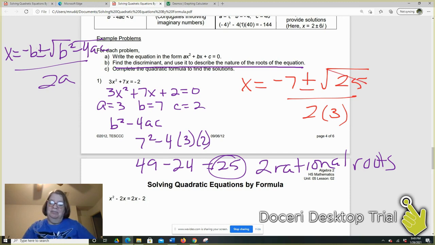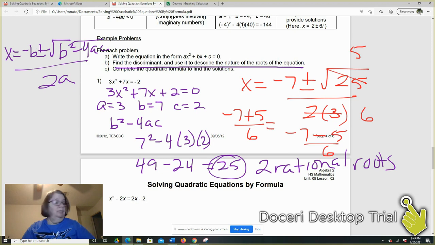Square root of 25 is 5. 2 times 3 is 6. So I have negative 7 plus 5 divided by 6, and negative 7 minus 5 divided by 6. This is negative 2 over 6, which is negative 1/3. And this is negative 12 over 6, which is negative 2. So your solutions are negative 1/3 and negative 2.